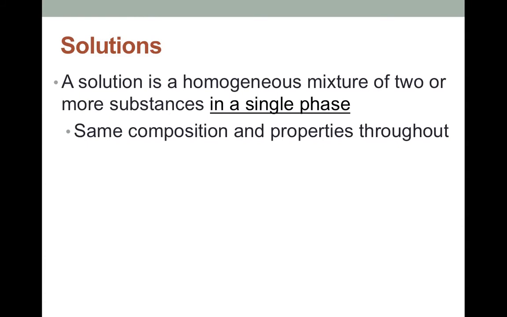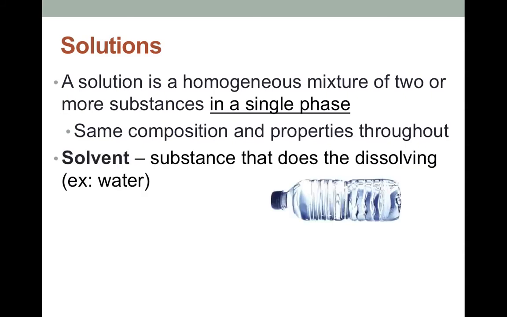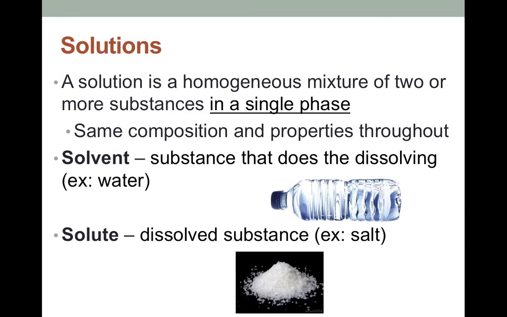Okay? So when you make a solution, you have two things. You have something that is dissolving and then something that is doing the dissolving. And so you have a solvent, and a solvent is the substance that does the dissolving. An example would be water is a solvent. And then you have solute, and the solute is what gets dissolved. So in our example, if you make salt water, the salt is dissolved by the solvent. The solute by the solvent. Okay?